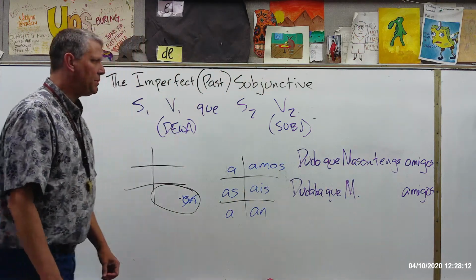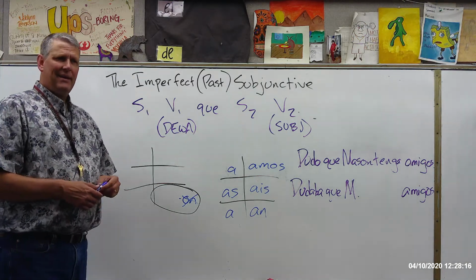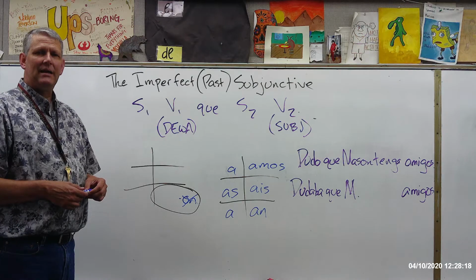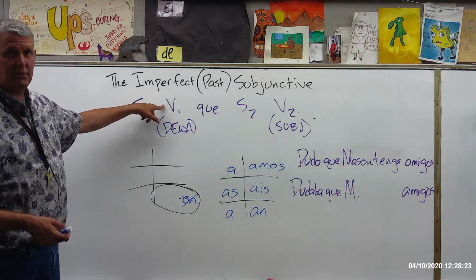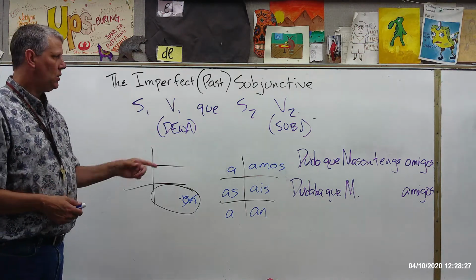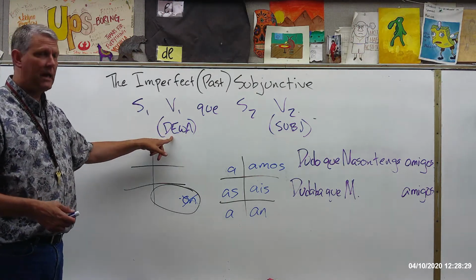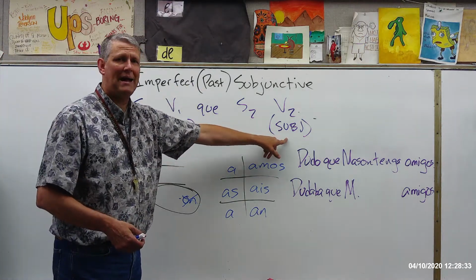But what happens if we're talking about this in the past and we're trying to say something like, I always doubted that Mason had any friends? So we're taking this verb here from the present tense, from dudo, to the past. We'll use the imperfect here. Dudaba que Mason had any friends. What do we do here? How do we form the past subjunctive?